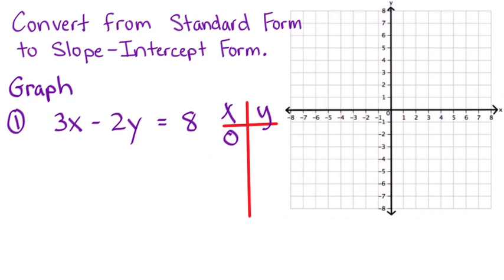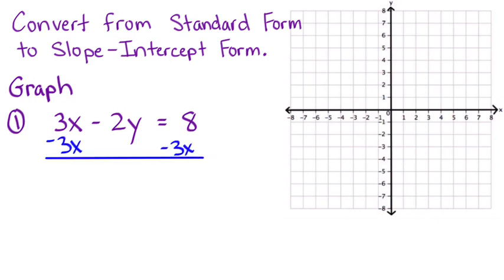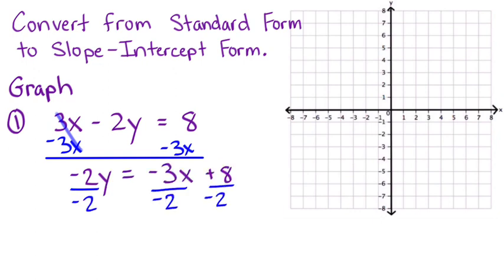And it makes sense, right? So how do I solve for this? Well, I go ahead and solve for y. So I'm going to subtract 3x from both sides, and I'm going to go ahead and divide off a -2, giving me y equals 3/2x minus 4.